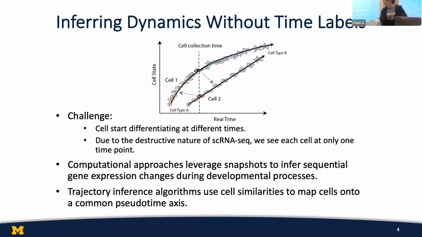To solve this problem, there are many computational approaches that use these snapshots, single time points, to infer the gene expression changes along the development process. This is what we call the trajectory inference algorithms. They usually use the cellular similarity based on the pairwise cellular expression distance and map to a common pseudo-time axis to define the developmental relationship among these cells.